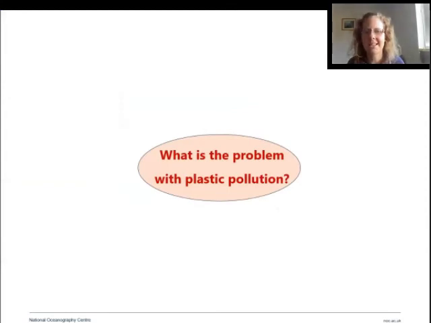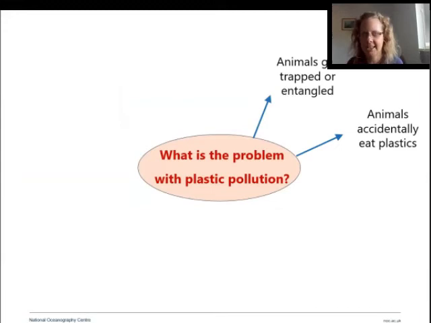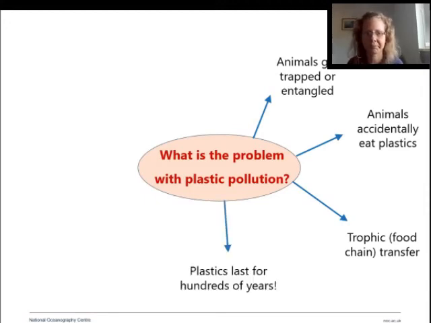So all of this leads us then to the question, what is the problem with plastic pollution? We know that we're finding it everywhere. We know that organisms are ingesting it, but does this really mean that there's a problem? So we've seen a number of instances where animals can get trapped or entangled. So this is obviously an issue. Animals will accidentally eat plastics. We then see that this can lead to trophic transfer, so from one organism to a higher trophic level.